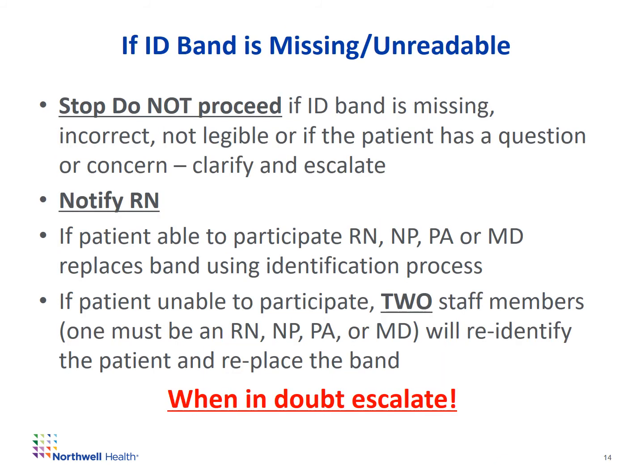In situations where the patient's ID band is missing or unreadable, do not proceed. Clarify and escalate. Notify the RN. If the patient is able to participate, an RN, NP, PA, or MD replaces band using identification process. If the patient is unable to participate, two staff members, one must be an RN, NP, PA, or MD, will re-identify the patient and replace the band.